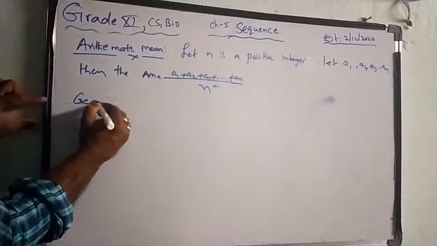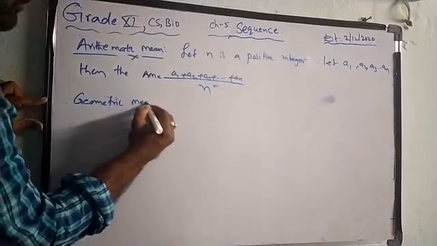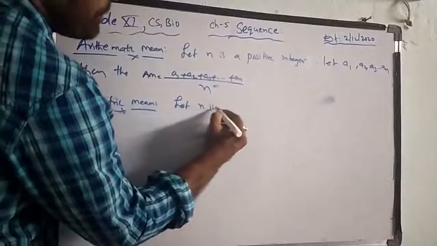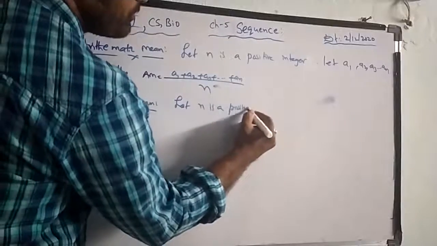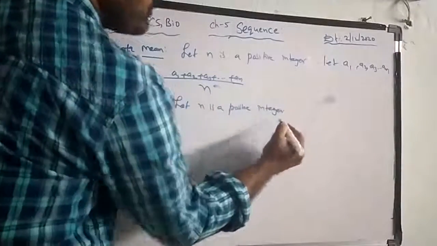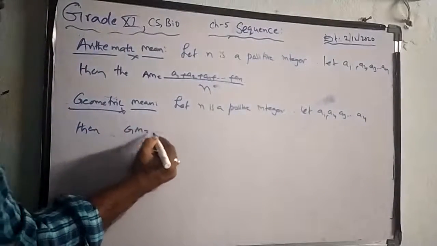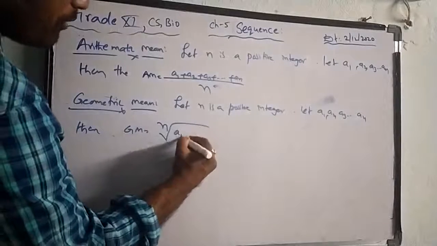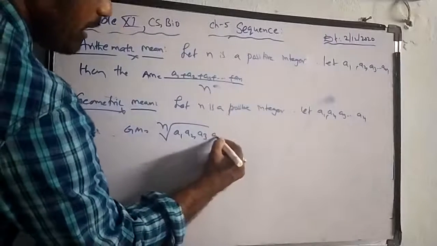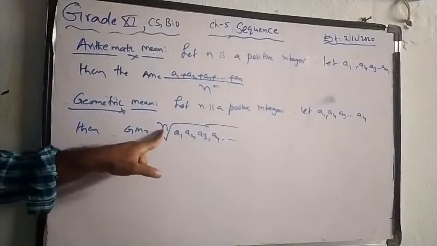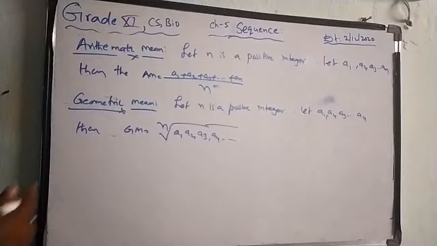And next, geometric mean. Let n be a positive integer, and let a1, a2, a3, and so on up to an be the terms. Then the geometric mean is given by the nth root of a1, a2, a3, a4, and so on. Depending upon the number of terms, this root changes: if 2 terms are there, it will be square root, if 3 terms are there, it will be cube root, and so on.